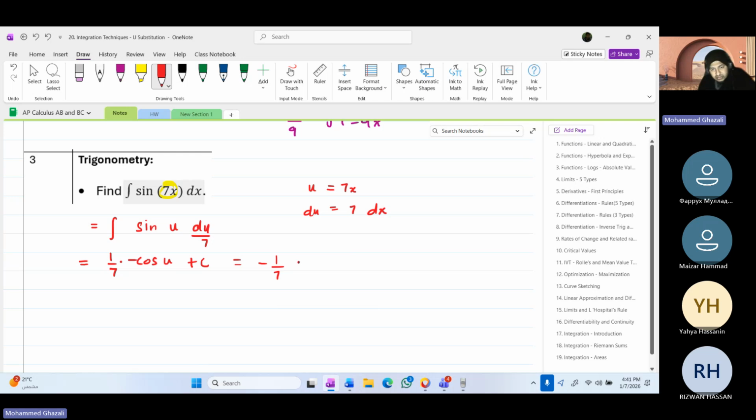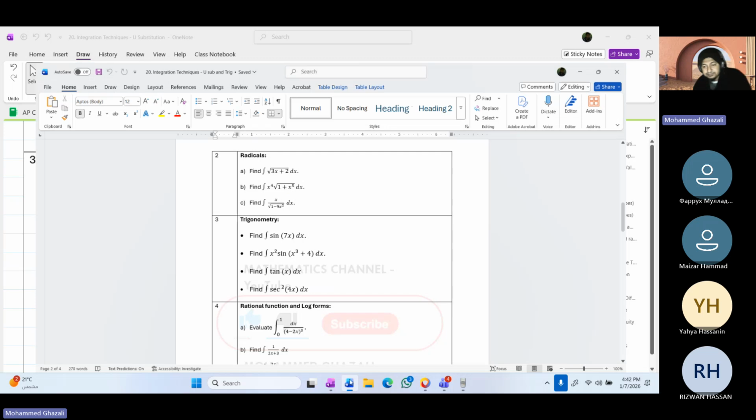This is cos. What is u? U is 7x plus c. Right, so this part is also solved. Next part, next question.